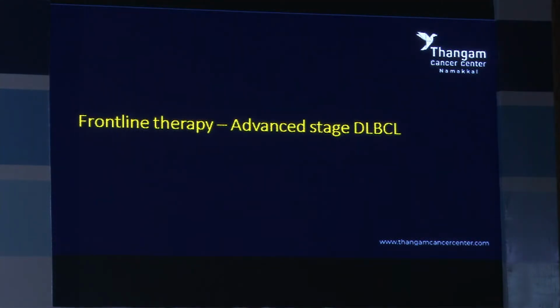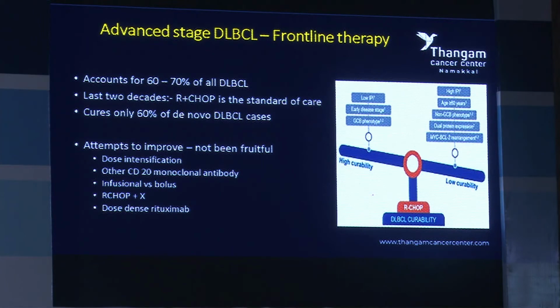Frontline therapy in advanced DLBCL. We know that in advanced DLBCL, no matter what you do, at least 40% of people are going to come back with recurrent disease. So it accounts for 60 to 70% of DLBCL. For the last 2 decades, R-CHOP was the standard of care, curing only 60% of de novo DLBCL cases.